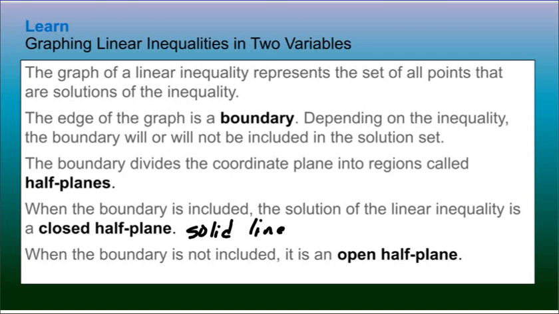because it can equal it. Think of it like on a number line, where you use a filled-in circle because it can include that point. Same thing here: you're going to draw a solid line. When the boundary is not included, it's an open half plane, which means you're going to use a dotted or dashed line.